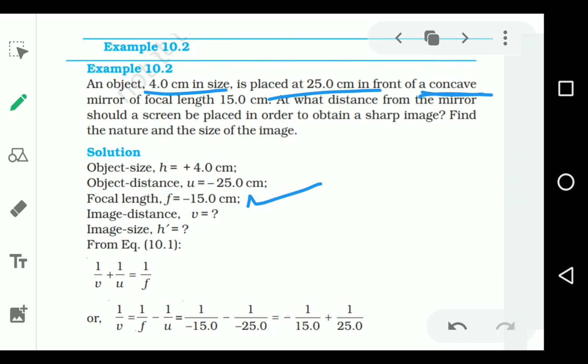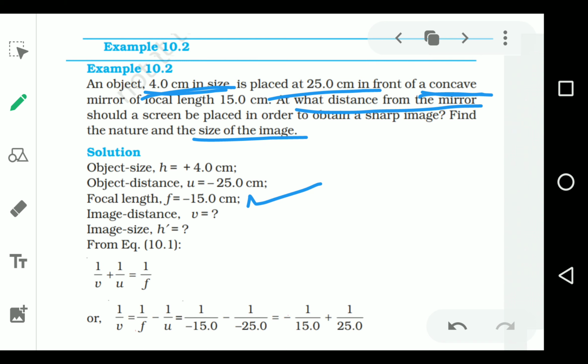So what you need to find out is at what distance from the mirror a screen should be placed in order to get the image. The screen is placed where you are going to get the image, which means it is the image distance which you need to find out. So v equals to how much, that you need to find out. Next, also find the nature and size of the image. Once you get the image distance, you can get the nature and size of the image. The size of the object is given, so the size of the image also you can find out.